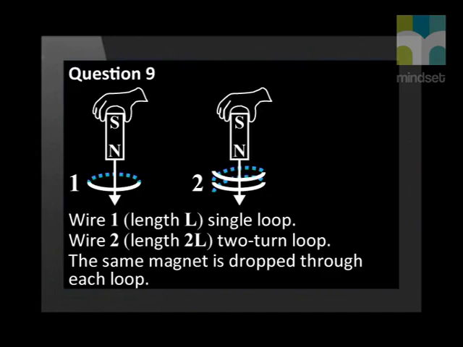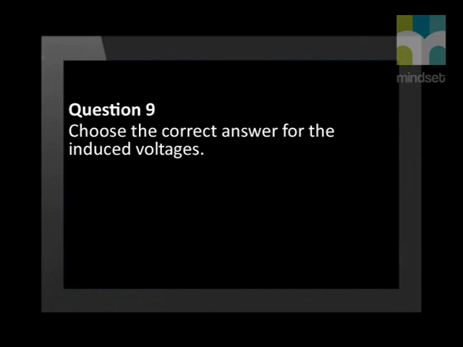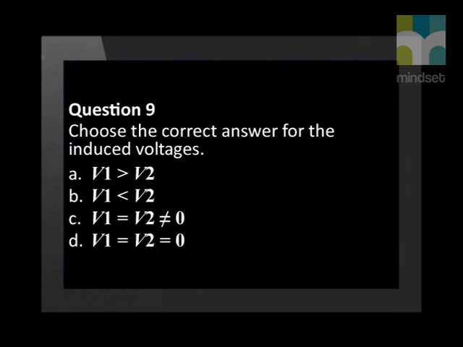Question 9. Wire number 1 with length L forms a single loop and a bar magnet is dropped through. Wire number 2 with length 2L forms a 2-turn loop and the same magnet is dropped through. Compare the magnitude of the induced voltages in these two cases. Choose the correct answer. A. V1 is greater than V2. B. V1 is smaller than V2. C. V1 is equal to V2 and not equal to 0. D. V1 is equal to V2 and is equal to 0.